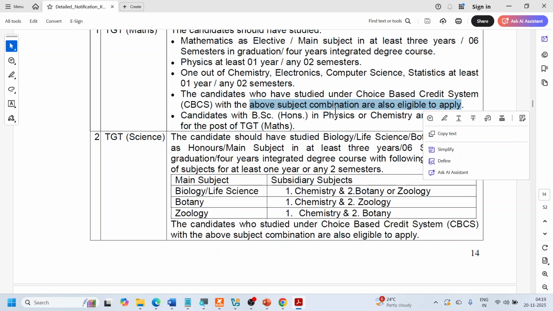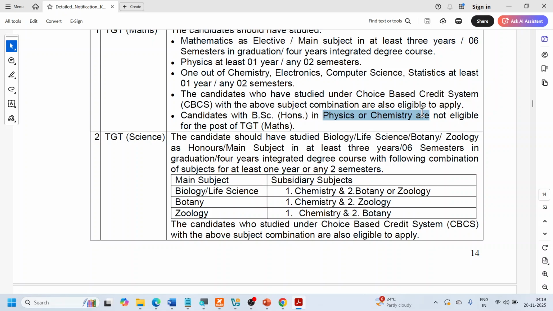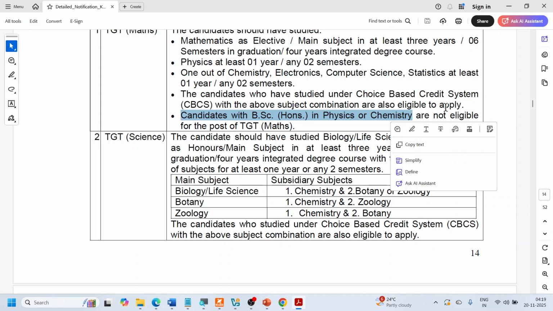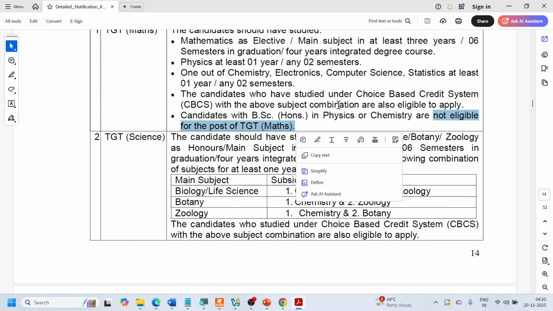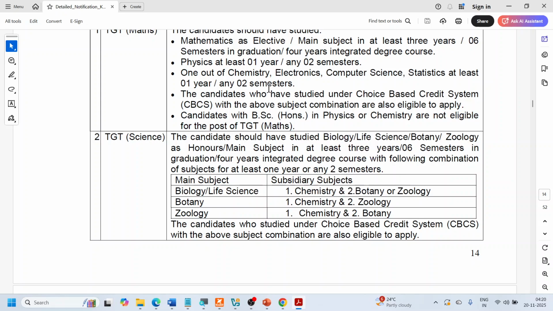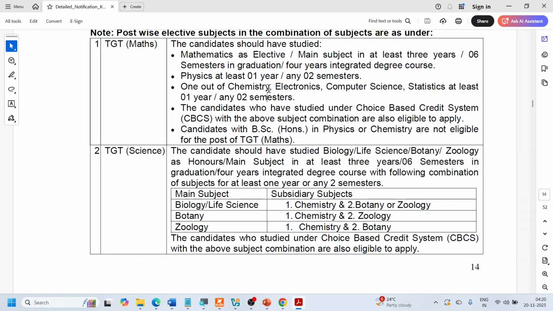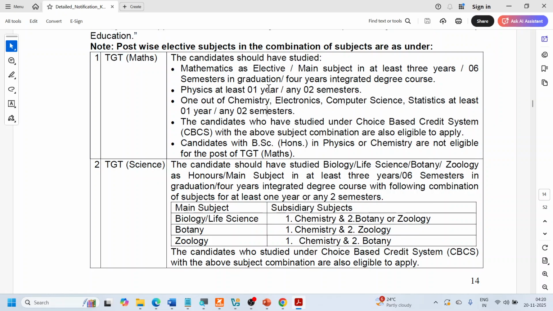Okay, for BSc honors also, physics or chemistry. So a candidate with BSc honors in either physics or chemistry is not eligible for the post of PGT maths. If you have done the honors in physics or chemistry, you cannot apply for maths here. That is the problem here. So these are for mathematics.